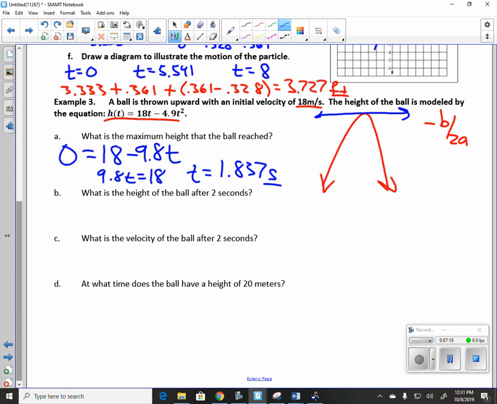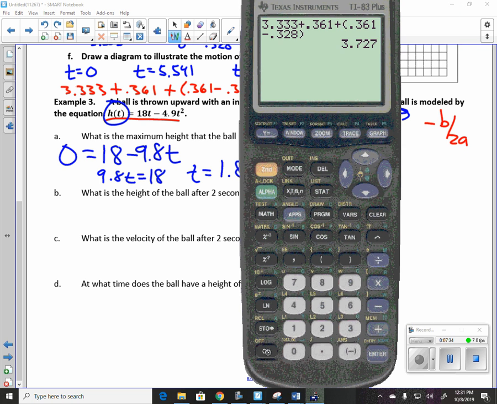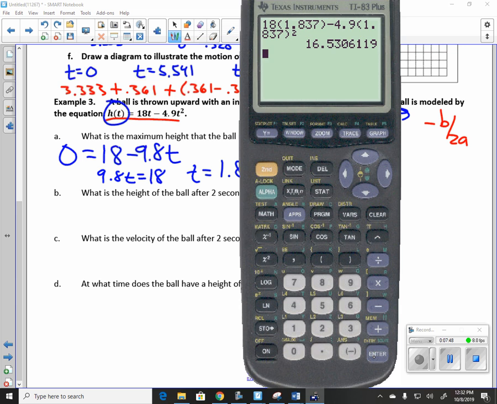So the maximum height of the ball happens at 1.837 seconds. But it doesn't ask when it happens, it asks what is the maximum height. What would I then do with the 1.837? Plug it in where? H of t, right? 18 times 1.837 minus 4.9 times 1.837 squared. 16.53 feet.